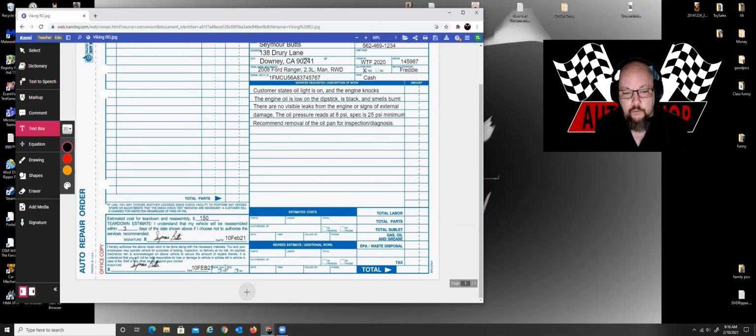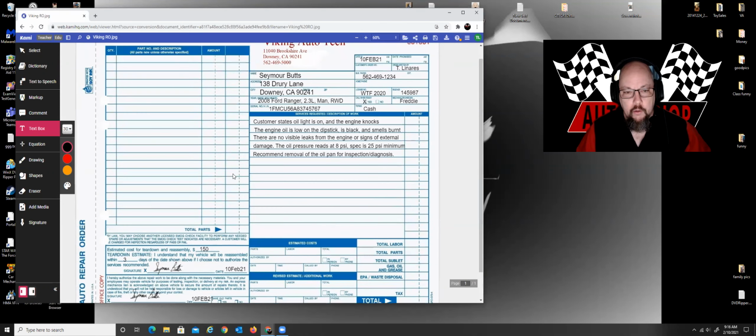You want to save the old parts or not? You would mark that. Estimated costs, we're not even adding anything else here yet. Revised estimate or additional work, nothing in there yet either. Nothing in these totals over here yet. Nothing over here in parts yet. We still have got to iron out the repair order.